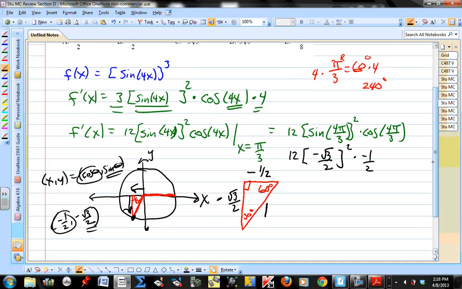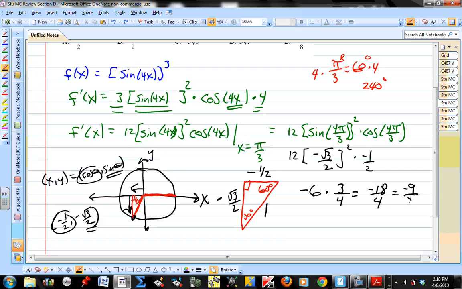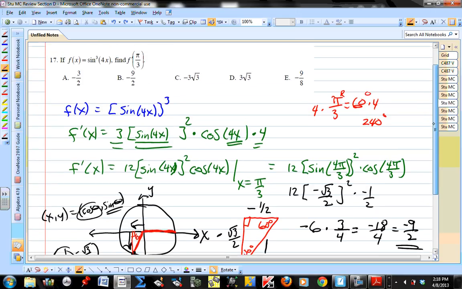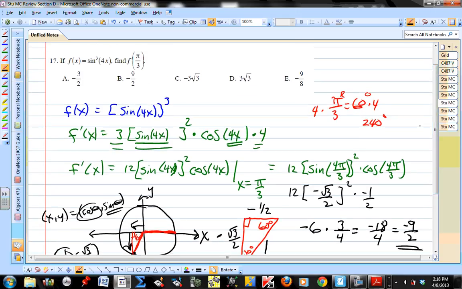Now let's just go from here. Negative 1/2 times 12 is negative 6. See, we did this guy times that guy. And negative root 3 over 2 is squared. Well, negative times negative is positive. Root 3 squared is 3. 2 squared is 4. So negative 6 times 3 is negative 18 over 4, which can reduce to negative 9/2. Whew, that took some work, but what a great review of our derivative and trig skills. Negative 9/2 matches with option letter B.